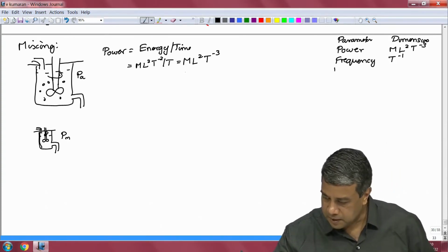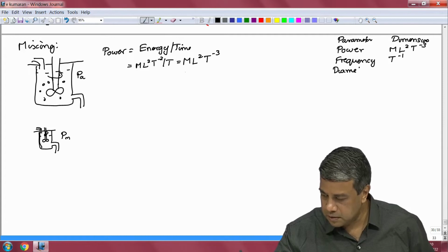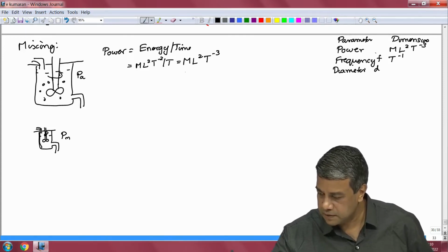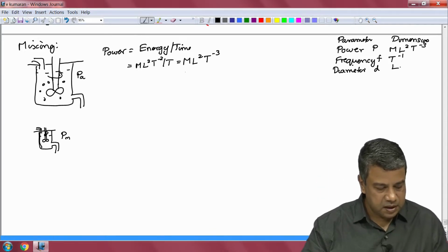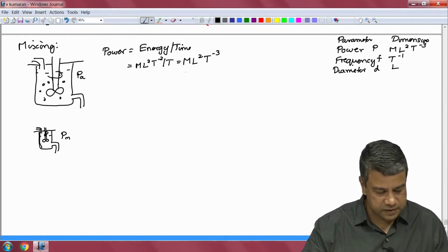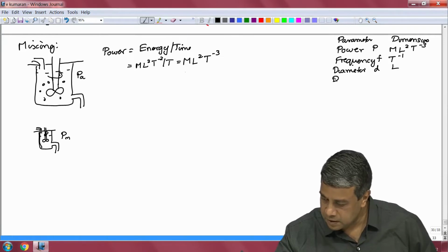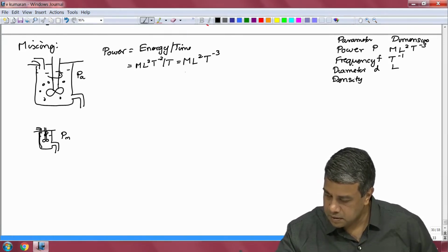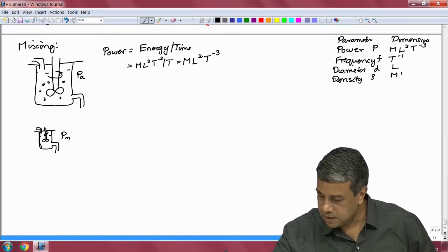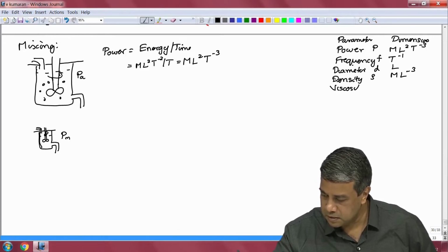It can depend upon the diameter. Frequency I will call f, the power is P, diameter has dimensions of length. It can depend upon the fluid properties, the density, the viscosity, the surface tension. Density has dimensions of M L to the power minus 3, viscosity mu has M L inverse T inverse.